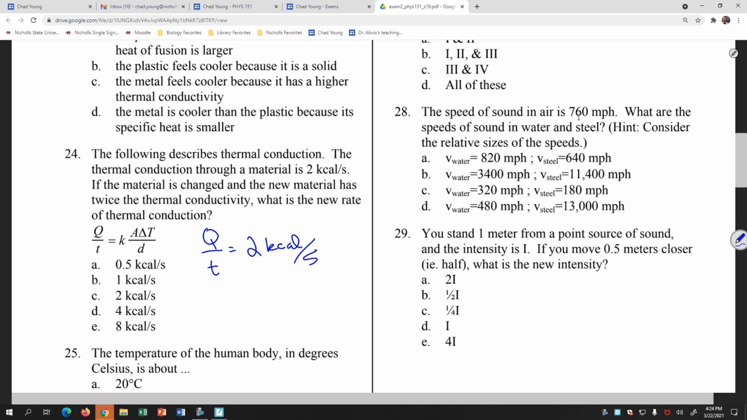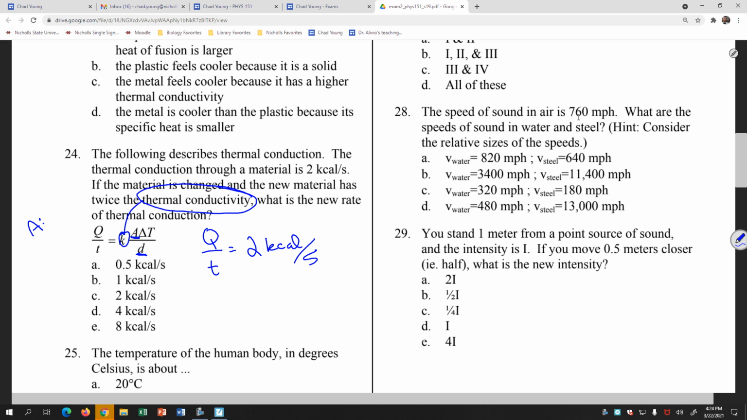If the material is changed and the new material has twice the thermal conductivity, what is the new rate? So you need to know what this refers to. And that's usually the thing people have difficulty knowing. The thermal conductivity refers to K. Alternatively, I could say the new material has twice the area, or twice the thickness.